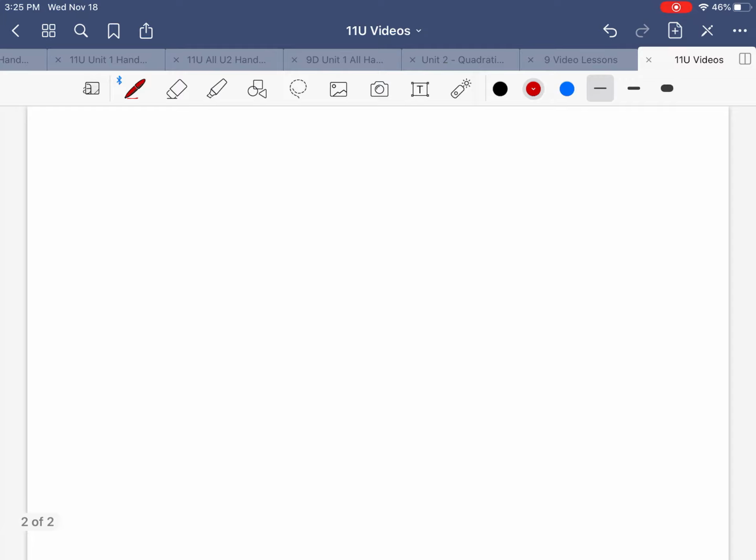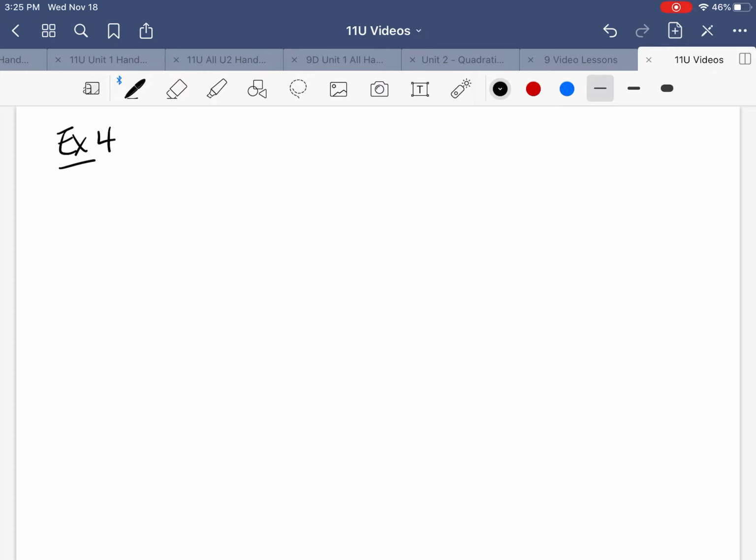Let's do one more example here. So we are given 3 times x minus 1 squared minus, this is a long one, 1 minus x plus x squared times 1 plus 2x. Okay, so we have lots of things going on here. So we have that 3 times x minus 1 squared.